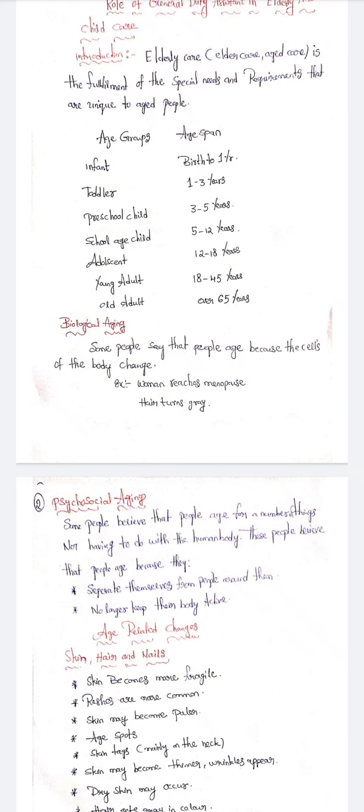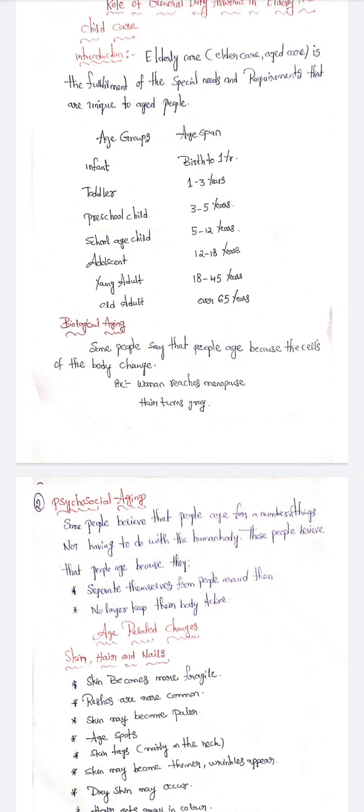Some people say that people age because the cells of the body change. For old people there are many changes. Growth of the cells will be changing. For example, in women we see menopause. Menopause means end of menstruation. And hair turns gray. Old people will have white hair. That is also one biological change.